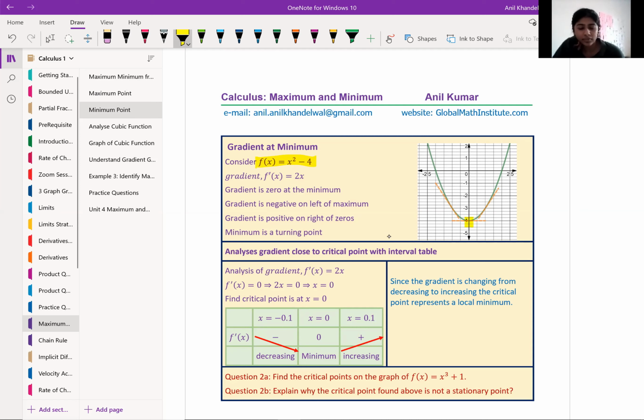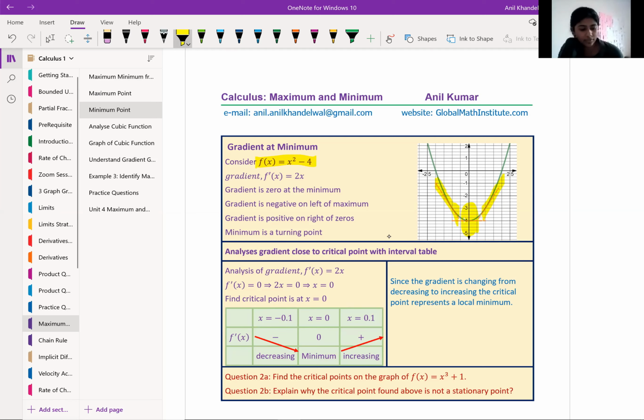Now again, going to the principles of our gradient, what we understand. If we move from the left side, the gradient is negative, right? And then on the right side, it is positive. Gradient changes from negative to positive. So at the critical point, it should be a minimum. That is what it is.